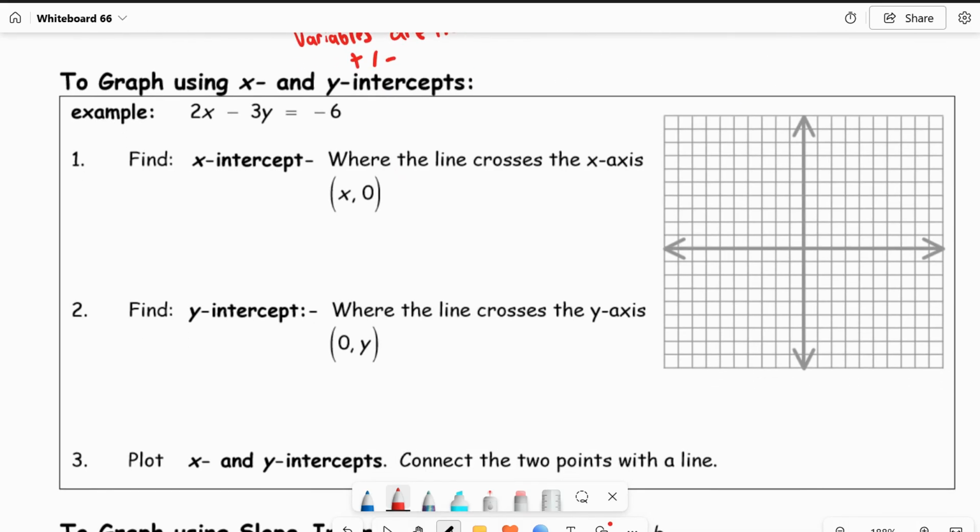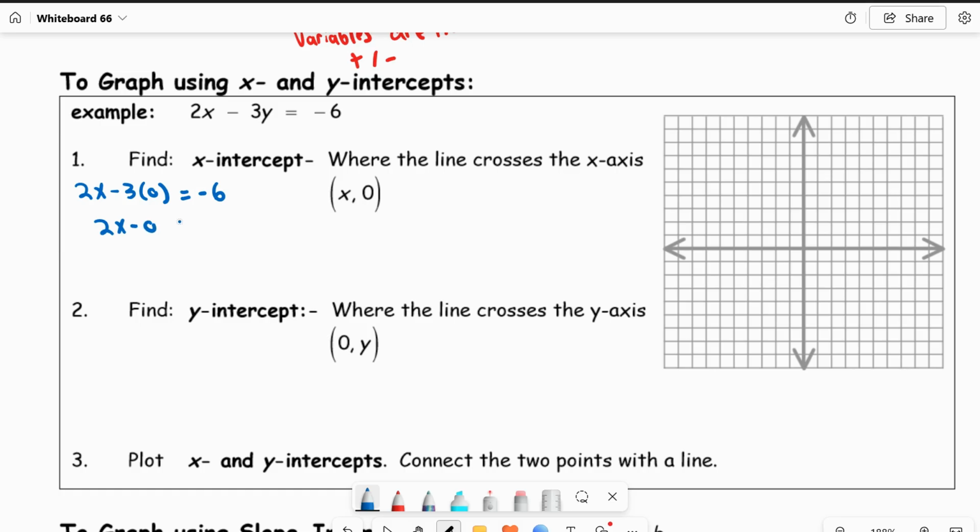So to graph using x and y intercepts, we'll be given a linear equation. This one's in standard form. So to find the x-intercept, that means that we're going to substitute in a 0 for y and solve the equation for x. That will act as our x-intercept. So doing so, I would have 2x minus 3 times 0 equals negative 6. And now I'm going to simplify.